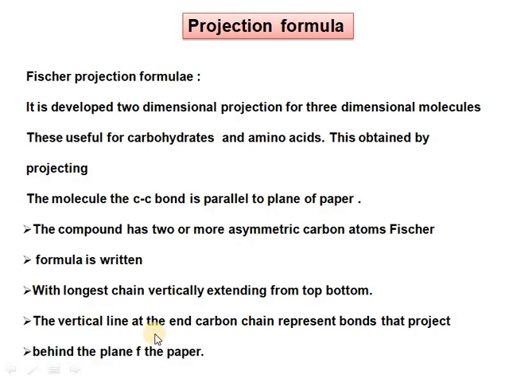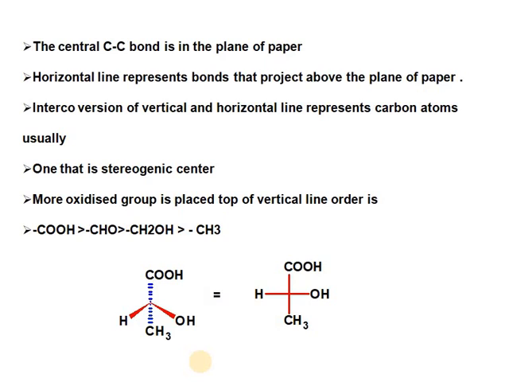Next point, the vertical lines at the end of the carbon chain represent bonds projecting behind the plane of the paper. Then the horizontal lines. Next point, which is very important: the carbon-carbon single bond is in the plane of the paper. Horizontal lines represent bonds projecting above the plane of the paper. Interconversion of vertical and horizontal lines represents carbon atoms equally. Each such carbon is a stereogenic center.